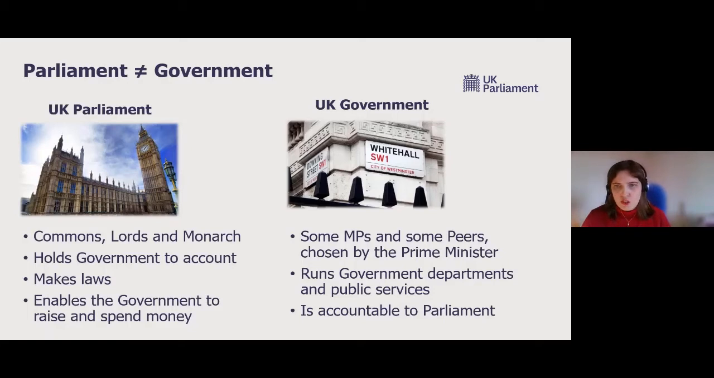It can be useful to hold in your mind that Parliament is in Westminster. So it is all MPs, it's all members of the House of Lords, and it's the monarch. Whereas government is in Whitehall, it is just down the road. It is some MPs, some members of the House of Lords, who've been chosen by the Prime Minister to be ministers and to run government departments, and as a part of that, to decide on policies and spending for those government departments, and they are accountable back to Parliament. So they need to come to Parliament to explain and to justify their decisions and their spending.